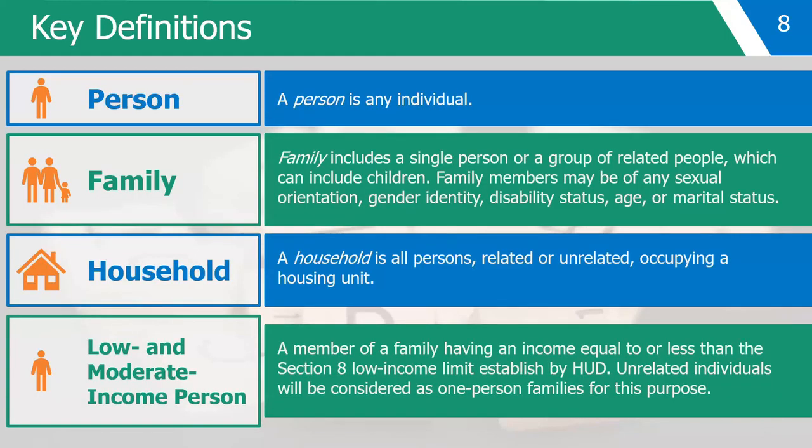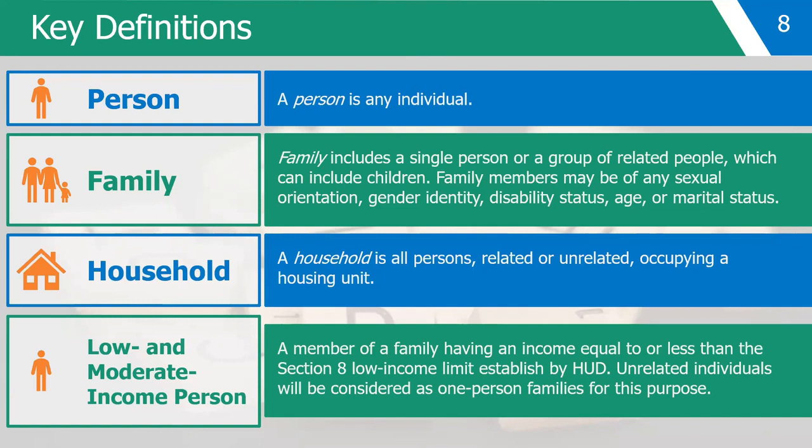Here are some key definitions. So a family can be single or related people, regardless of sexual orientation, gender identity, disability status, age, or marital status. A person is any individual, but a person living alone could be considered a family. And a household would include multiple families. So if there were two people who were roommates, they would be actually two families, but one household.